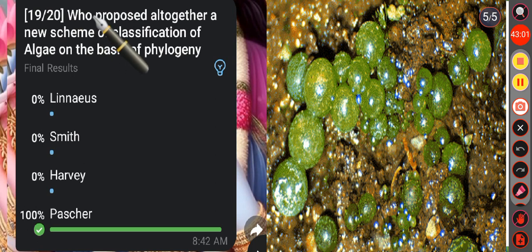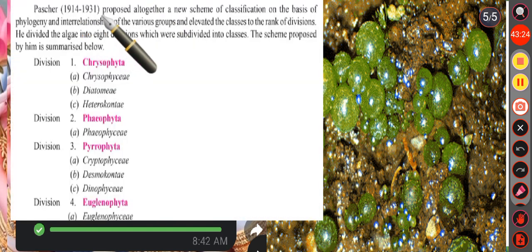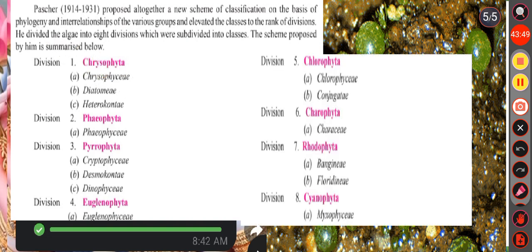Then question number 19. Who proposed altogether a new scheme of classification of algae on the basis of phylogeny? Option A Linnaeus, option B Smith, option C Harvey, option D Pascher. Correct answer is Pascher, right? So Pascher proposed altogether a new scheme of classification on the basis of phylogeny. Phylogeny refers to the evolutionary history of the organism, means how the organism have evolved, right? And he divided the algae into 8 divisions which were subdivided into classes.